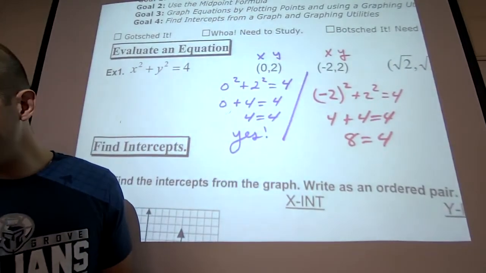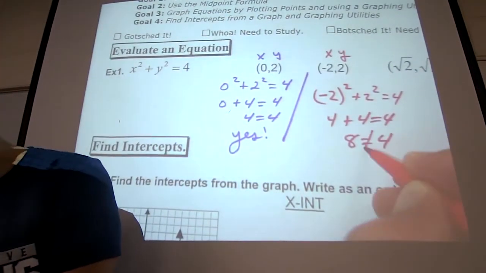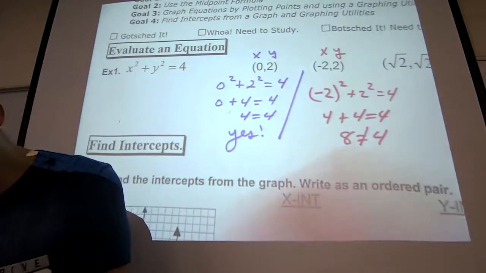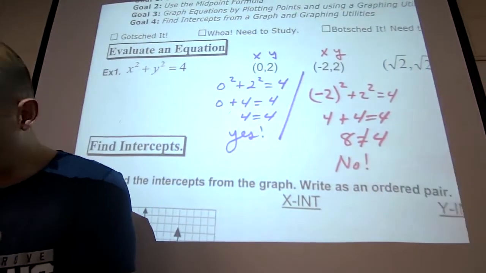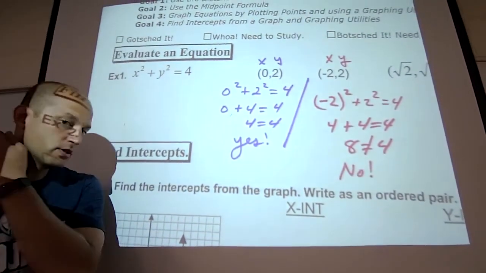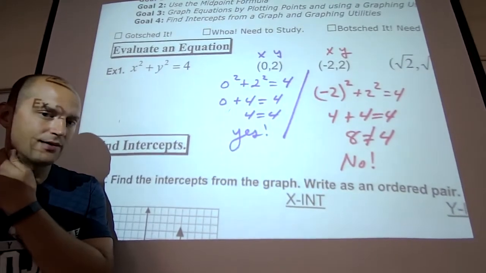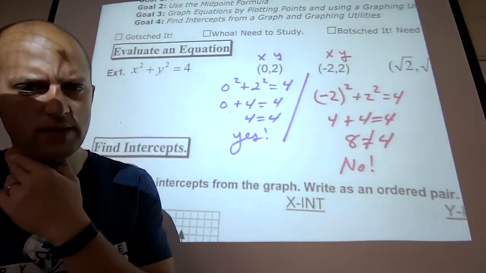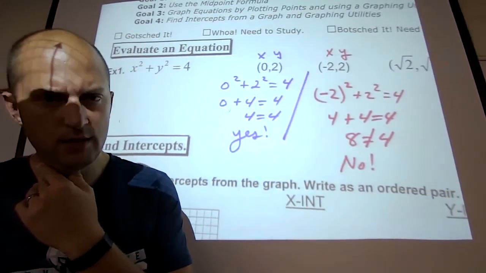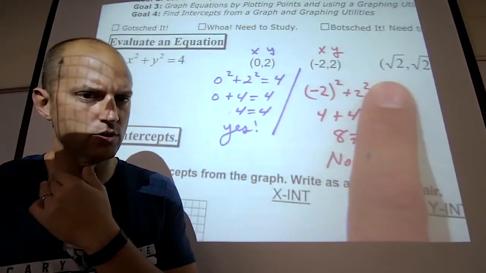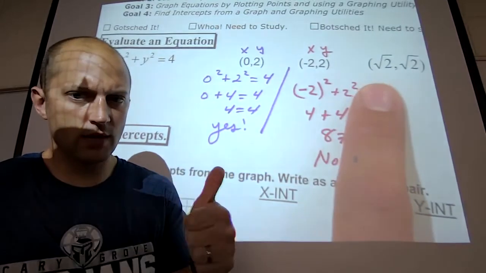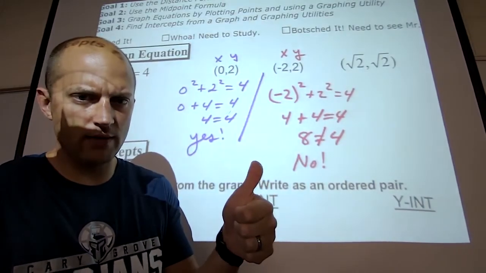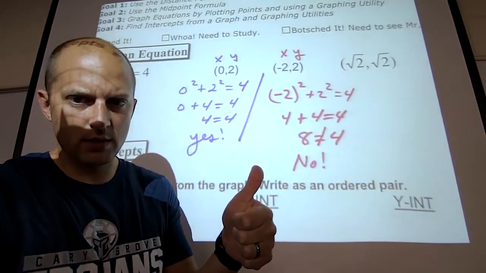So if it says I got 8 equal to 4, obviously that's crazy. That is not part of my graph. So then we would say, no, that is not on the graph. Y'all have any questions with evaluating points to see if they're on the graph? Do we need to do the other one, the root 2? Can I get a thumbs up? Are we good? Move on?